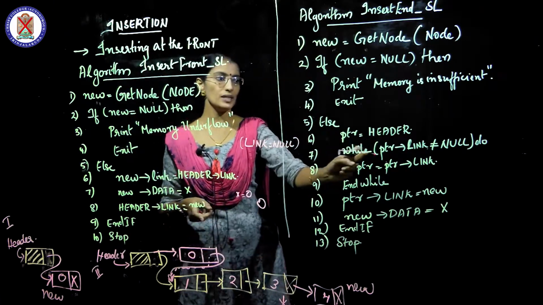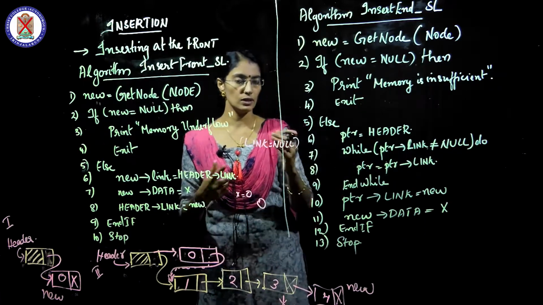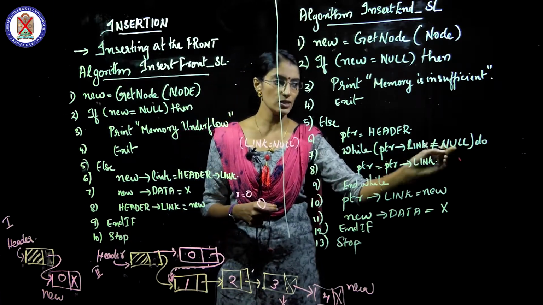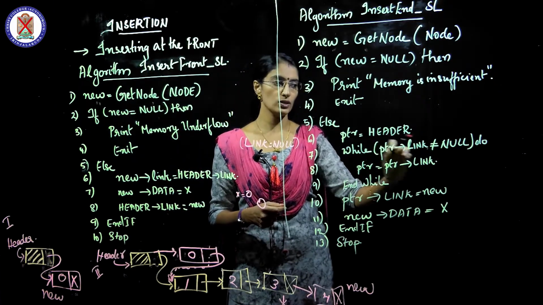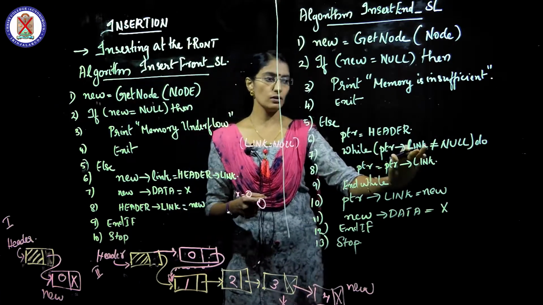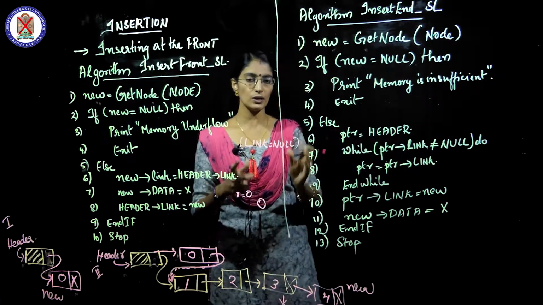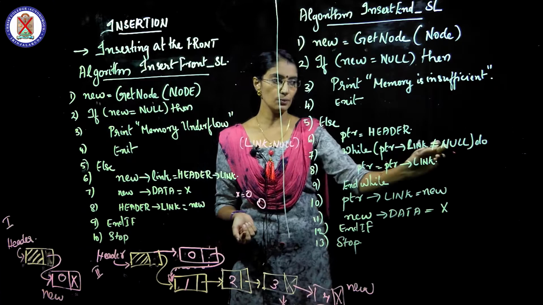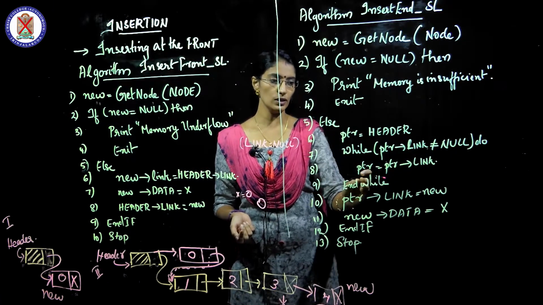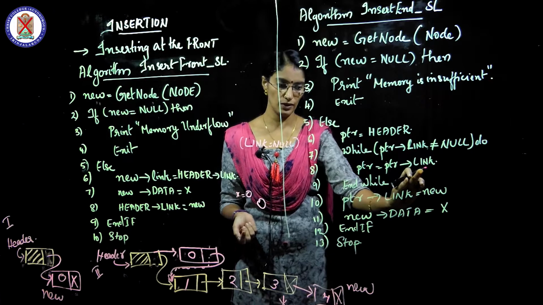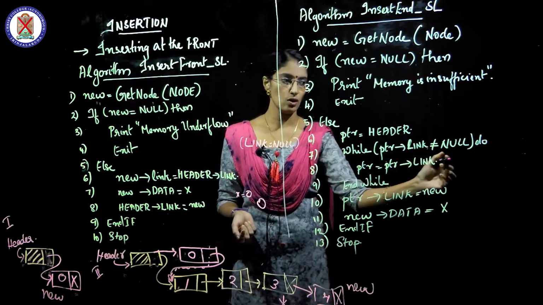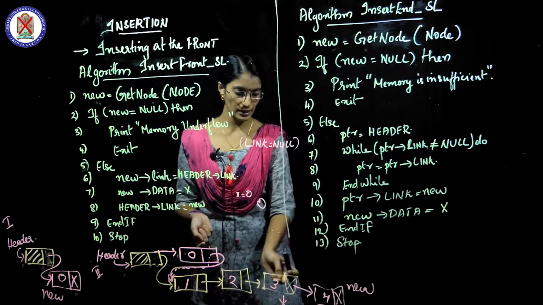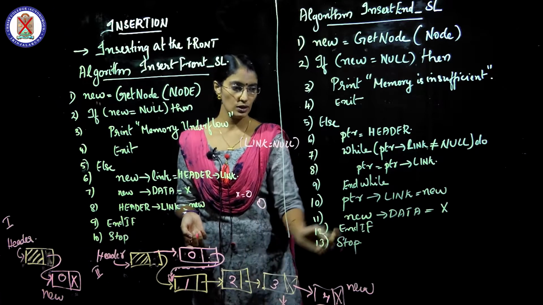Now, while PTR of link not equal to null, as in the previous algorithm I told you. This while loop works as long as the condition is true. PTR of link not equal to null means that if the link part of the current node being traversed is not null, it goes forward. So until PTR of link is null, you go forward using the statement PTR equal to PTR of link, end while. It comes out of the loop when you encounter a PTR whose link part is equal to null, which will be the last node.